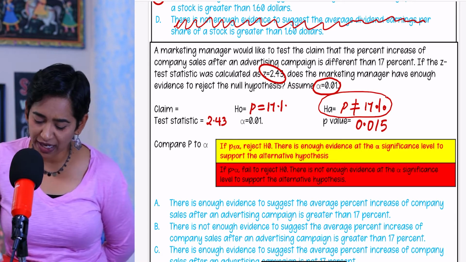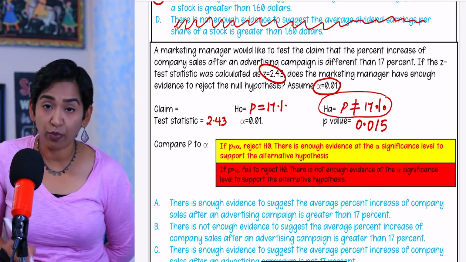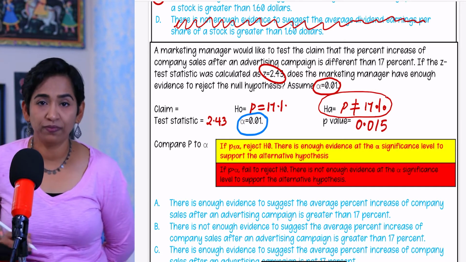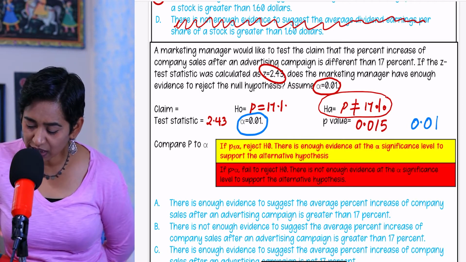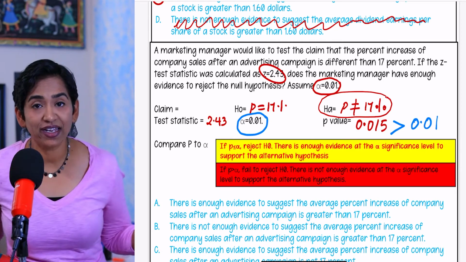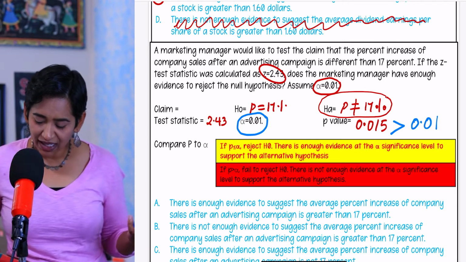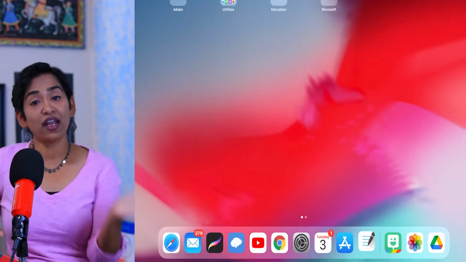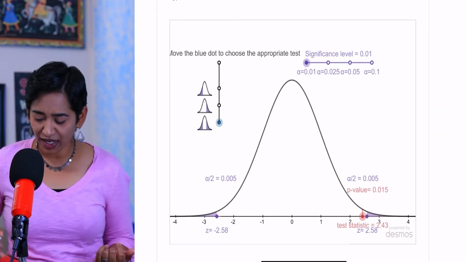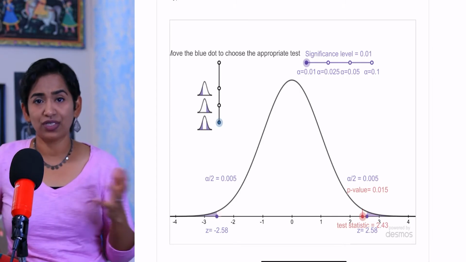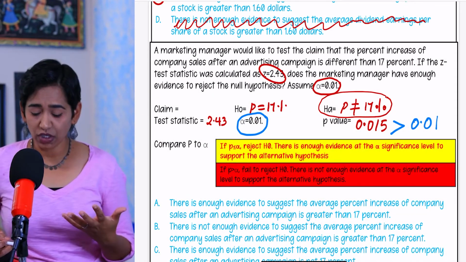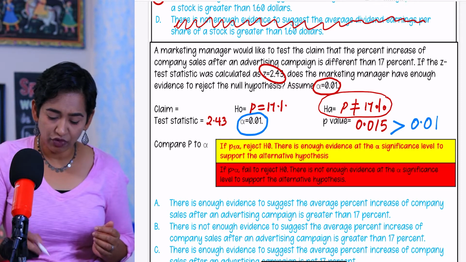Now you're going to compare this to alpha. Remember what my alpha is, 0.01. So compare it. My p-value is greater than alpha. So I'm not rejecting. And when I look back, that's exactly what happened. It did not fall in the rejection region. So I'm not rejecting, right? It doesn't matter which test you use, they take you to the same conclusion. Because the p-value is greater, I am not rejecting.